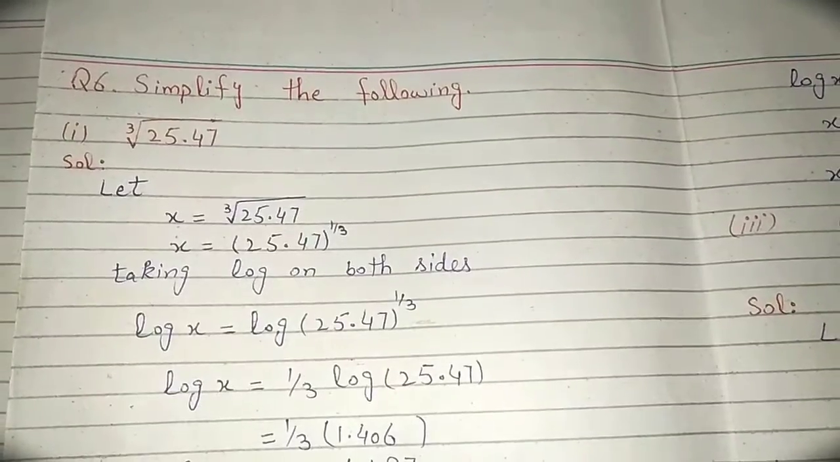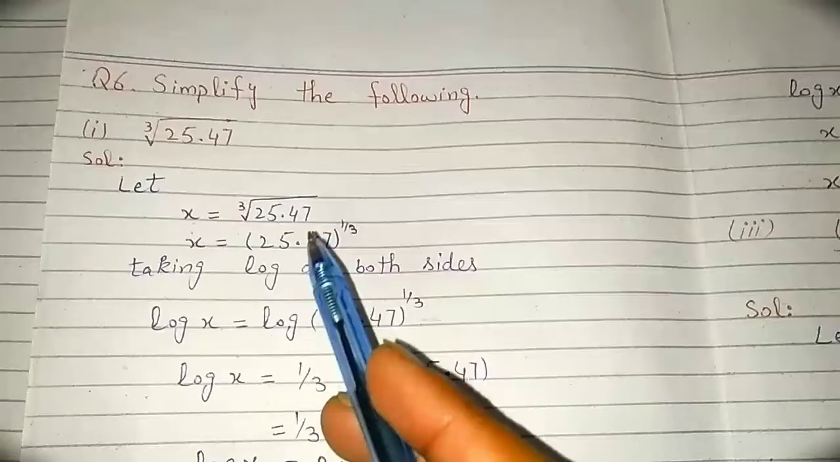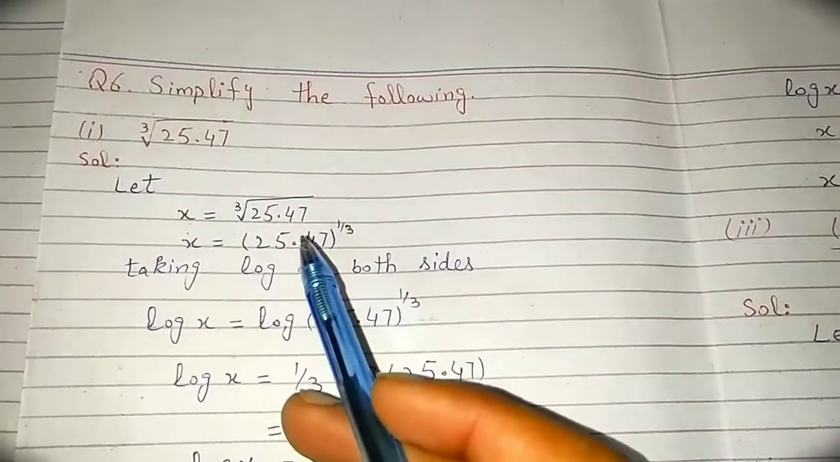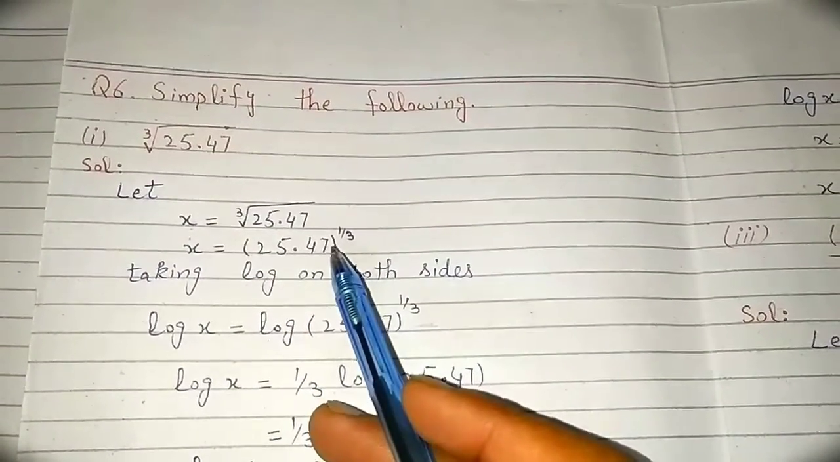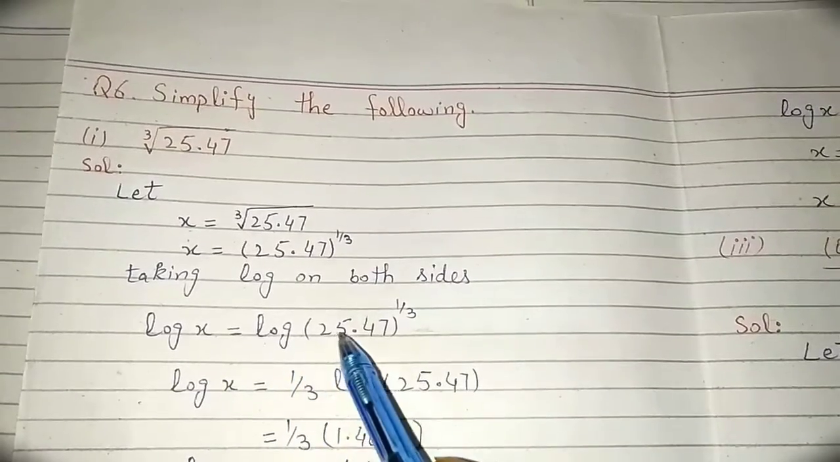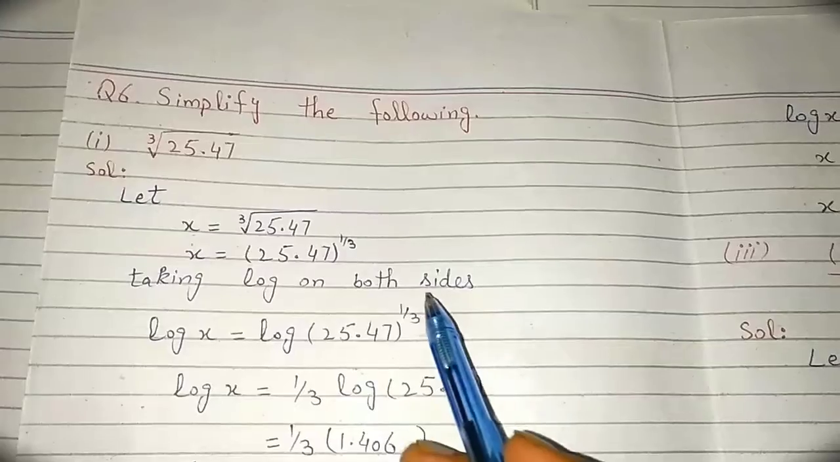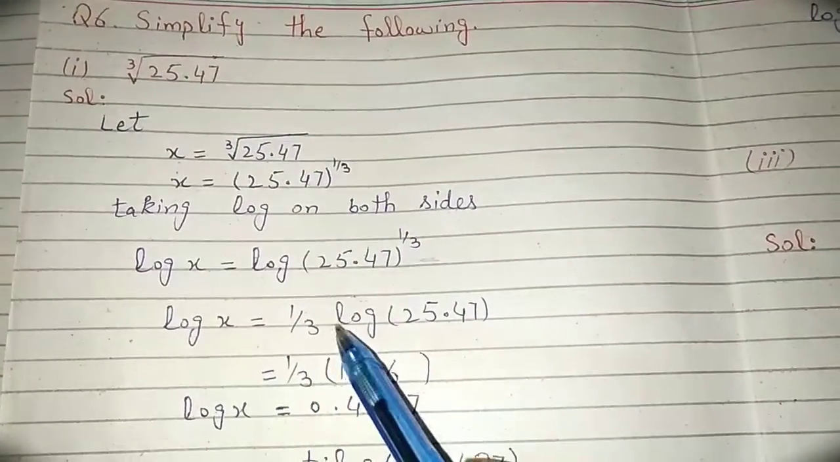Question number 6, simplify the following. Here we are provided with the cube root of 25.47. So let x be equal to the cube root of 25.47, bringing it in exponential form and taking log on both sides. Here log x is equal to log of 25.47 whole to the power 1 by 3. Now using the third law of logarithm, this power will come before the log and we will get log x is equal to 1 over 3 log 25.47.